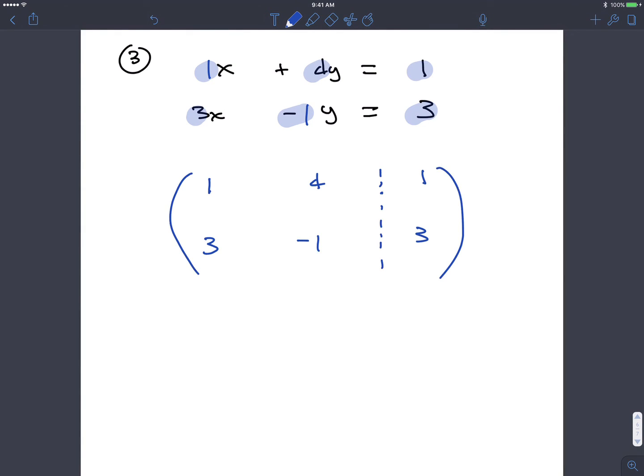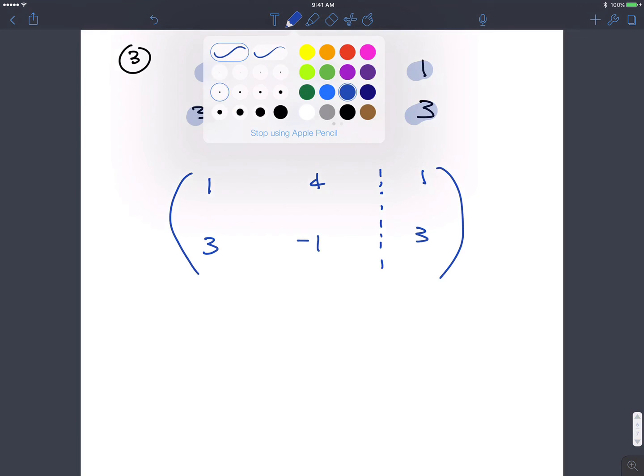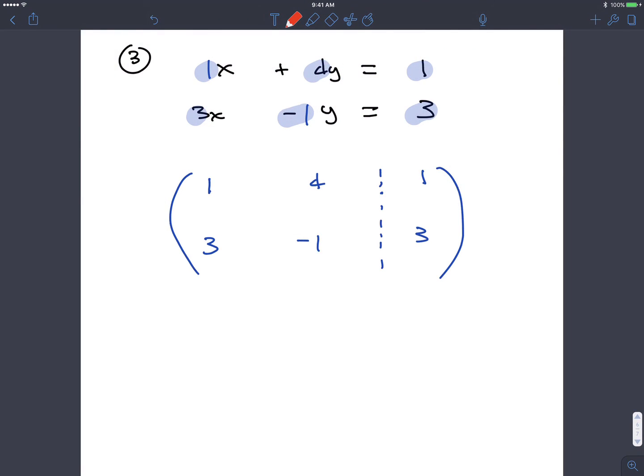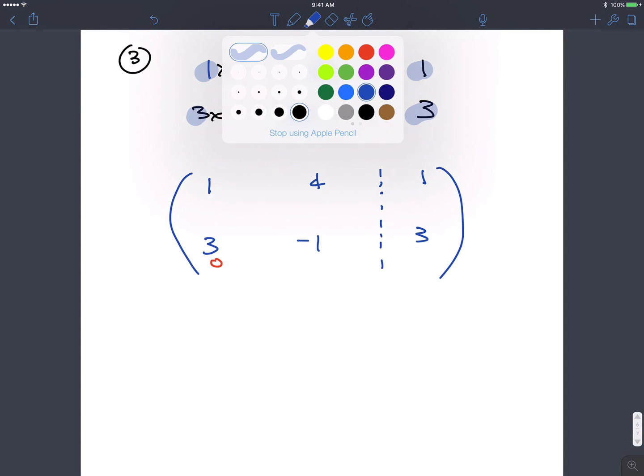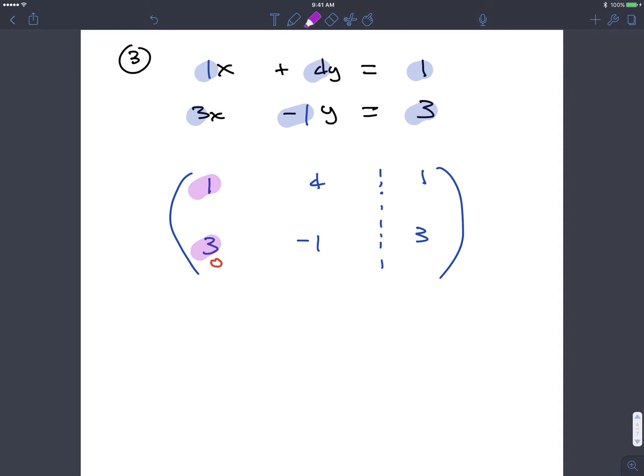Again, we want that left-hand corner. We want this entry to be 0. So I'm going to compare these values here now. I got positive 1, I got positive 3. They need to be opposite. So I'm going to multiply negative 3 with row 1.